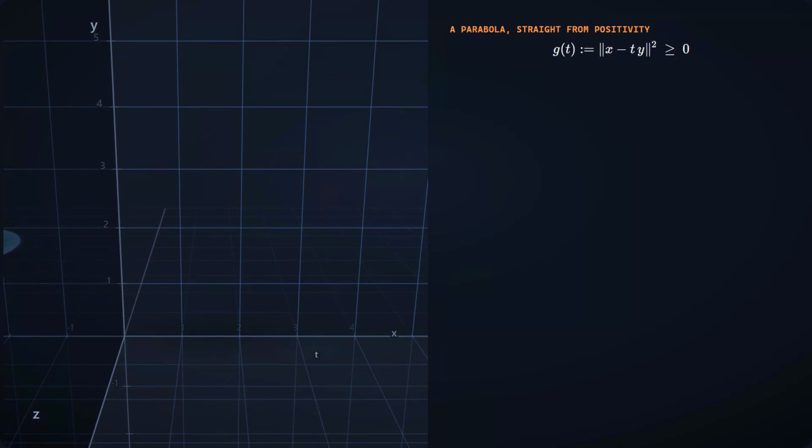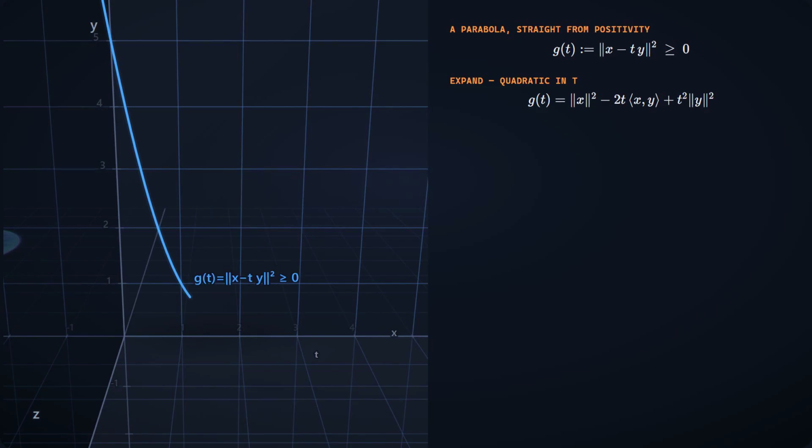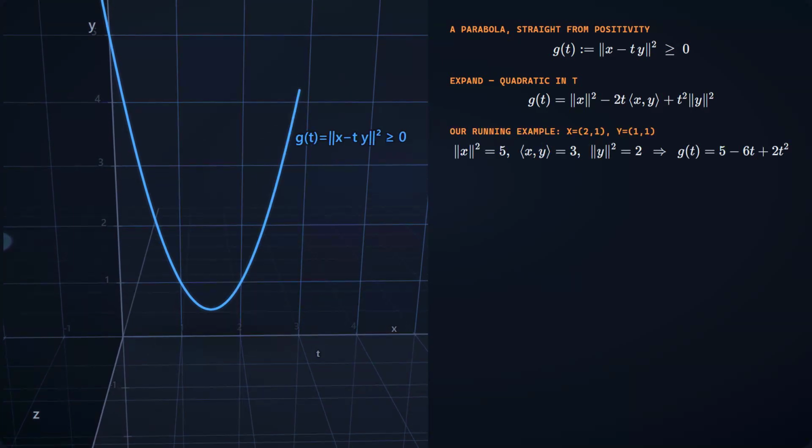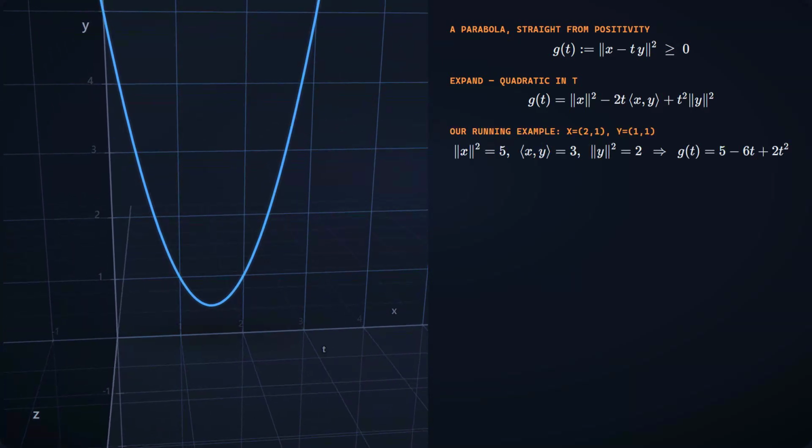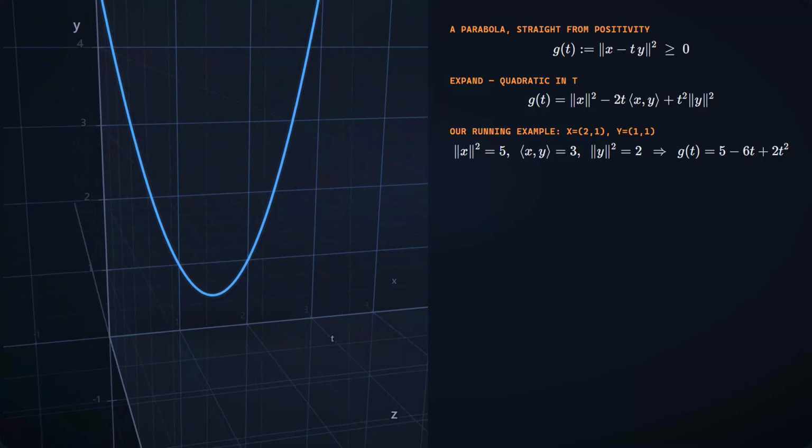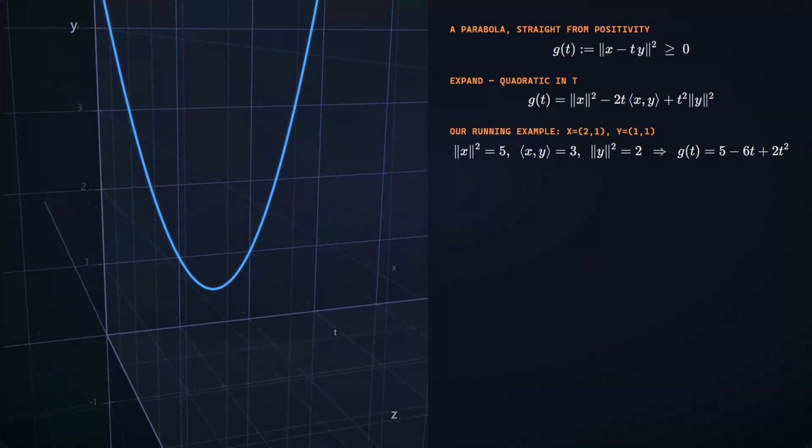We invent one. Fix x and y, and slide a single number t. Look at the vector x minus t times y, and take its squared length. That length can never be negative. That's the positivity axiom. So this function, g of t, sits on or above the horizontal axis for every single value of t. Fine, it's non-negative. But a curve staying above a line, how is that an inequality about the product of x and y? Watch it turn into 1.